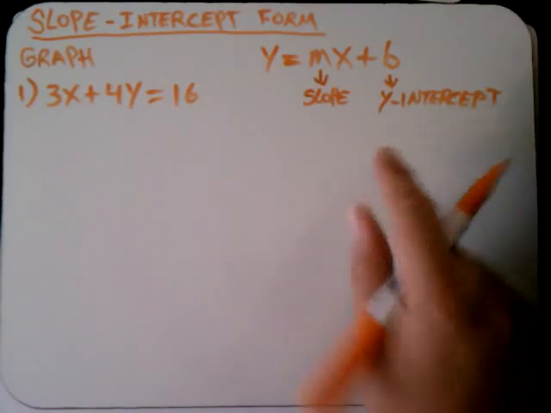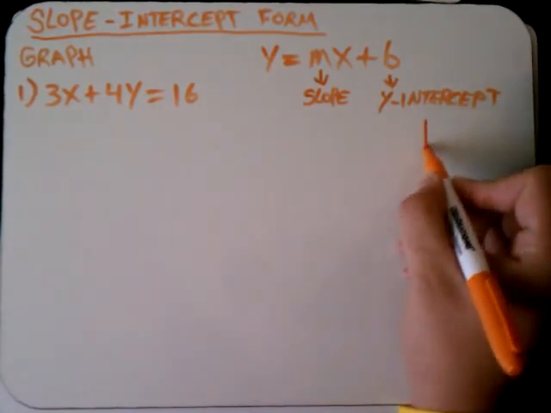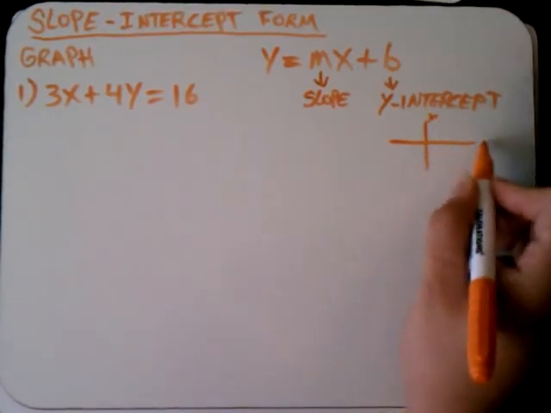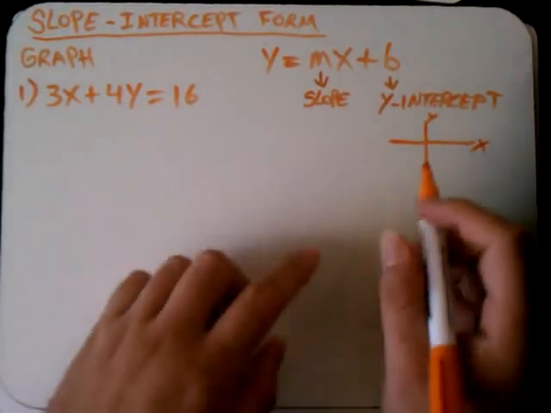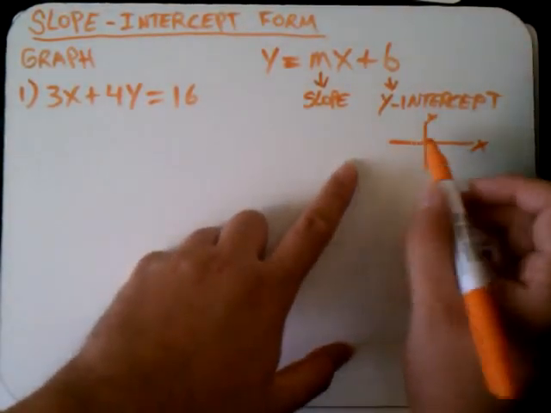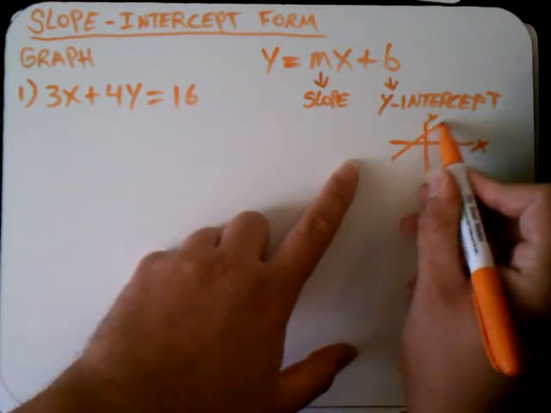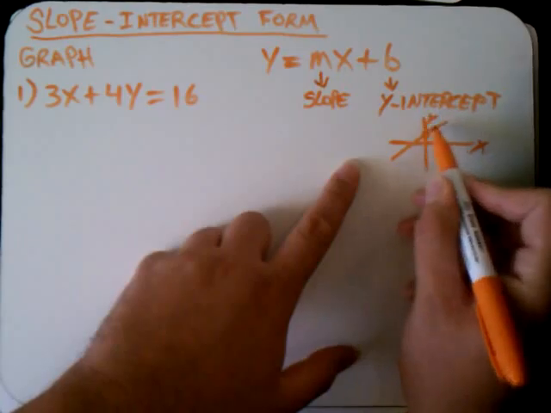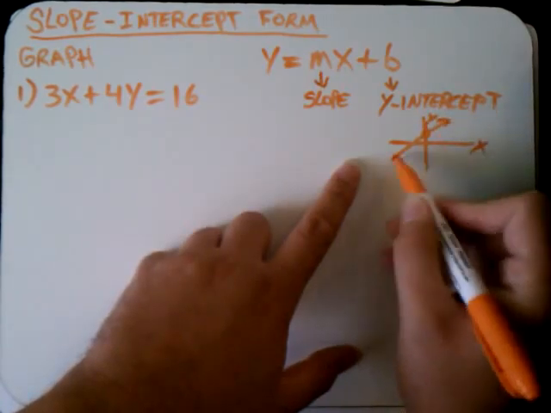The y-intercept means exactly where your graph, this is the y and this is the x. The y-intercept means where your graph is actually going to cross the y-axis. Okay?